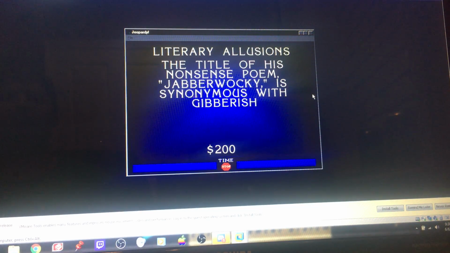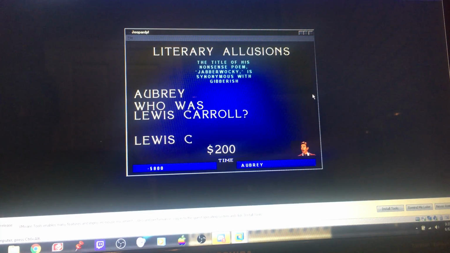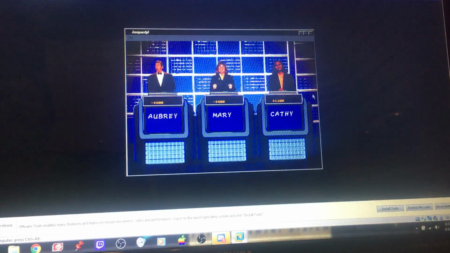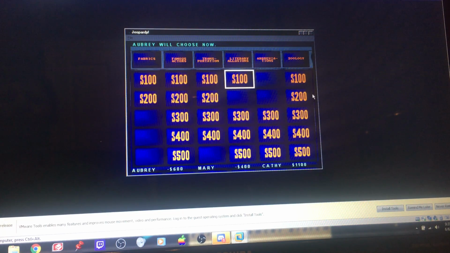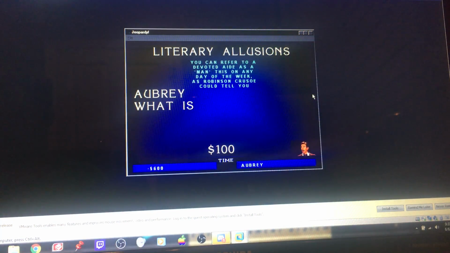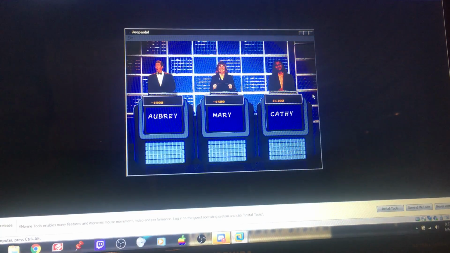The title of his nonsense poem, Jabberwocky, is synonymous with gibberish. Who is Lewis Carroll? Yes. Famous author of Alice. That's right. Pick again. Literary Allusions 100. You can refer to a devoted aide as a man this on any day of the week, as Robinson Crusoe would tell you. What is Friday? Right.